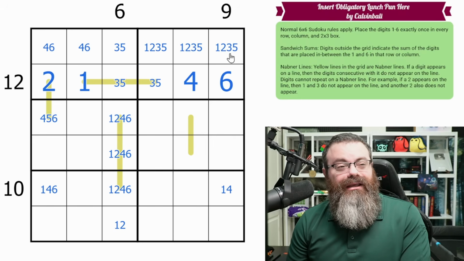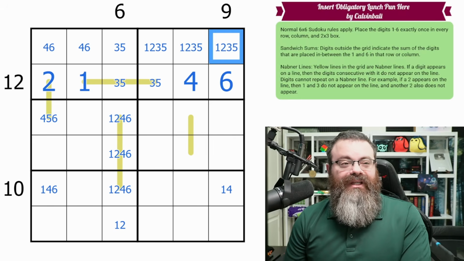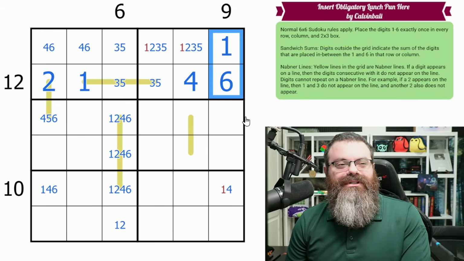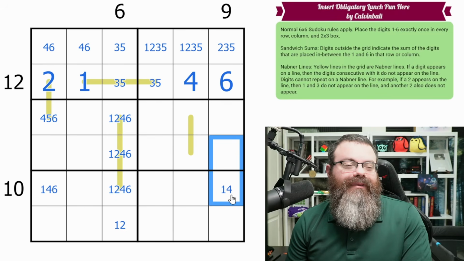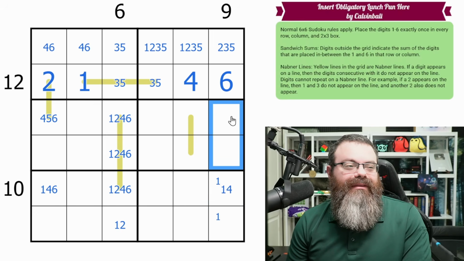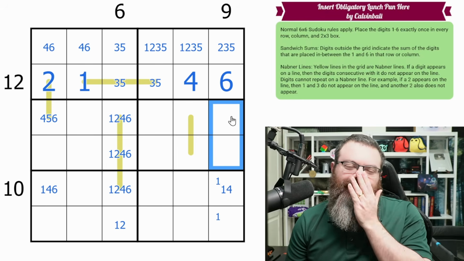For what it's worth, we know this isn't a 1, because if it was a 1, then our sandwich sum will be 0. Either this is a 1 or this is a 1, because we need to have 2 in the middle or 3 in the middle. So the 1's in one of these two. That points up. Huh.